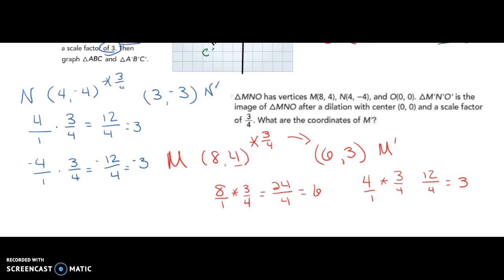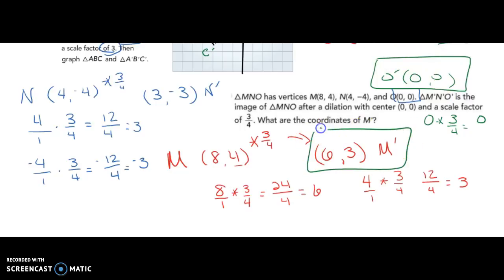And then the last one says that O is (0, 0). Because O is (0, 0), then I'm going to have 0 times 3/4, which is still just going to be 0. So this one, O prime, is still going to remain (0, 0). So here I have all 3 of my primes.